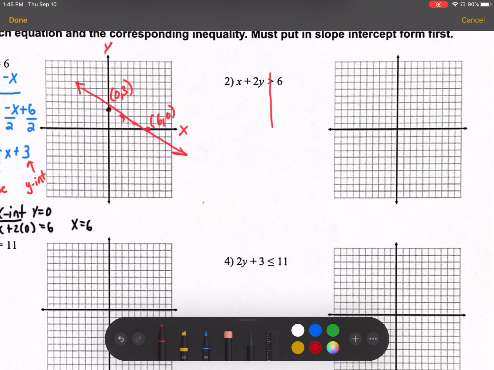All right, so then when we're looking at this second problem, we're just going to pick one of the methods that we're going to use. I like to use the slope and y-intercept on this type of problem just because it seems pretty easy. So same process: we're going to solve it for y. So subtract x from both sides, and then we will divide everything by 2.